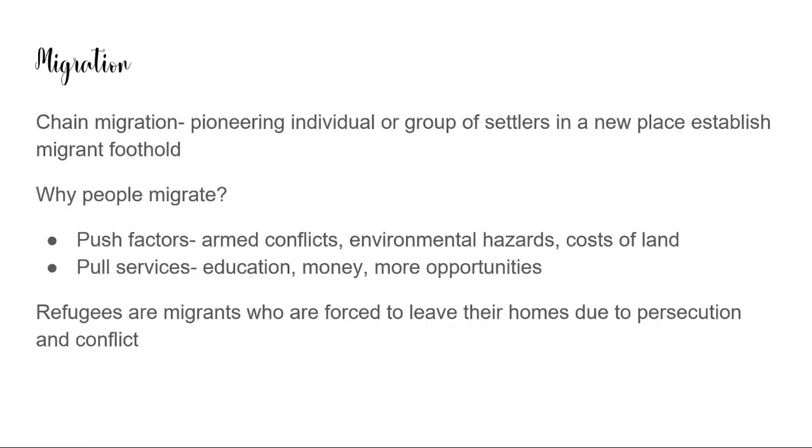Next topic that you should keep in mind is migration. So migration is when individuals move from one place to another. Chain migration is when an individual or group of settlers come to a new place and establish a migrant foothold. And the reasons why people migrate is because of push factors and pull factors. Push factors push people away from their countries, and pull factors bring them into their country. So refugees are a special type of migrant who are forced to leave their homes due to persecution and conflict.